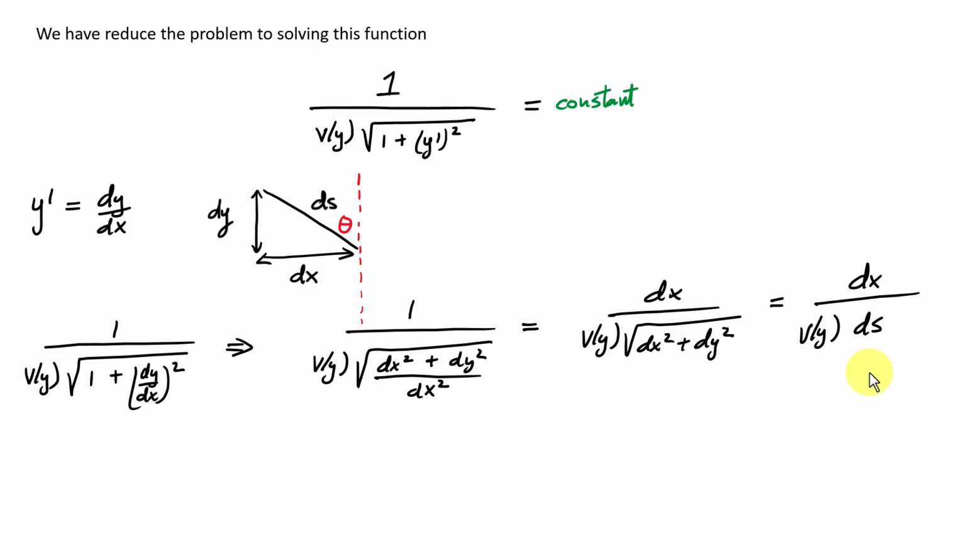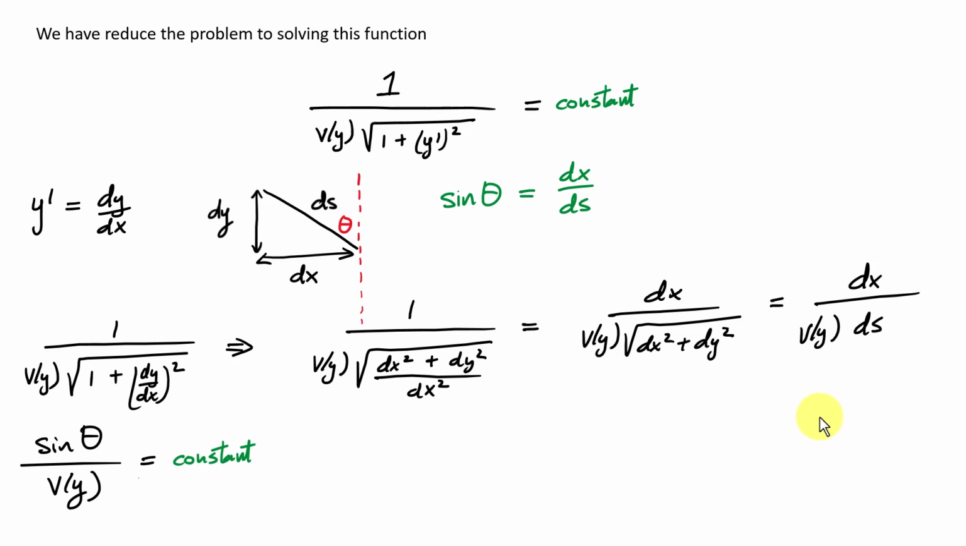Okay, the next thing we're going to do now is introduce that angle theta. If you look at this diagram over here, you can see that for the angle theta, if you use some trigonometry, you should be able to write that sine of the angle theta is opposite over the hypotenuse. The opposite is dx over the hypotenuse ds. So that means you can simplify our expression here, and we can write sine theta divided by the speed has to be equal to a constant. All right, we're almost there.